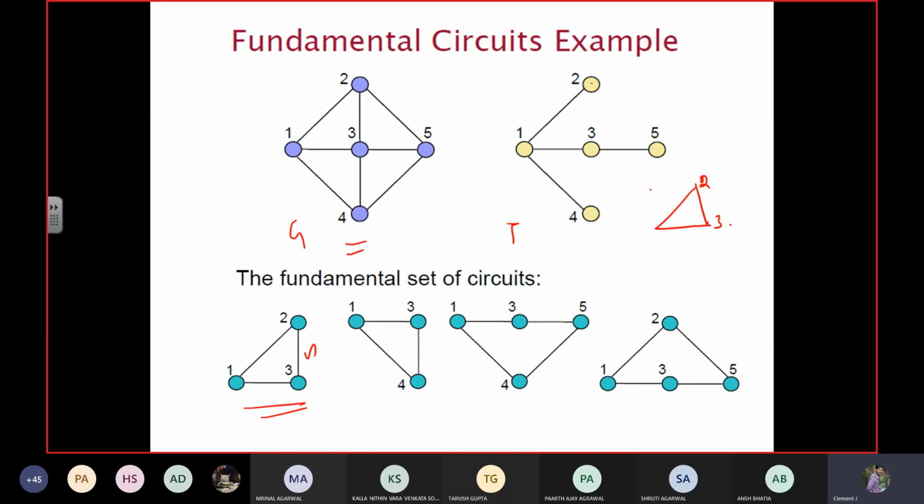Okay, let me ask one more question to you. Can I call this a fundamental circuit, 1, 2, 3, 4? No, sir. Why? What is the reason? Your answer is three cycles. Very good. You have two chords. Very good. You added two chords. Both the persons have said correctly.